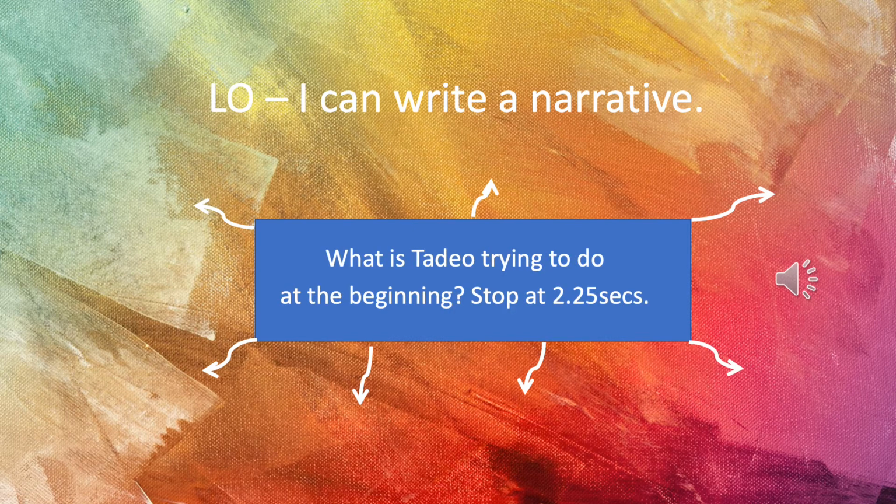What is Tadeo trying to do at the beginning? What is his purpose? What's he trying to do while he's in the underground tunnel? Remember to stop the video at 2 minutes and 25 seconds.